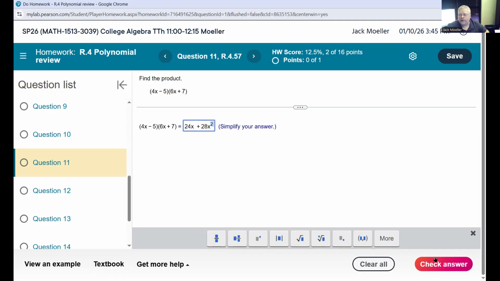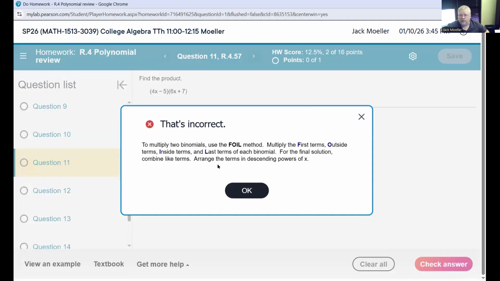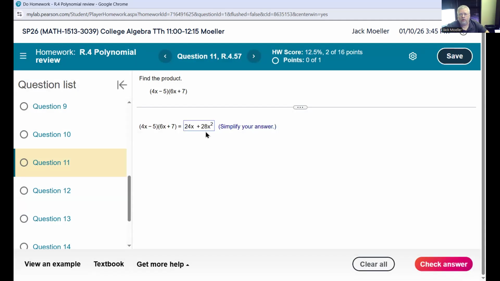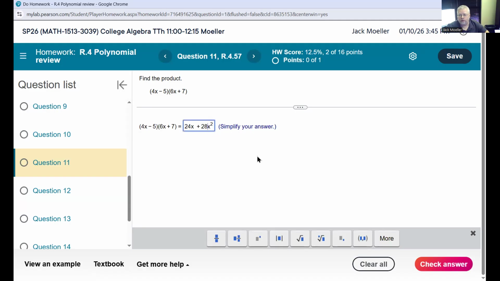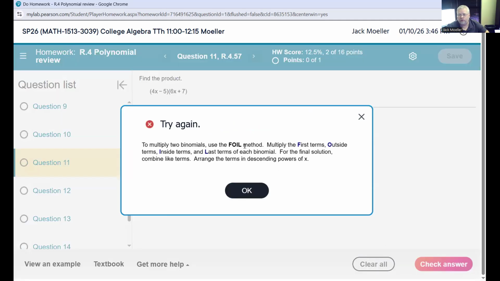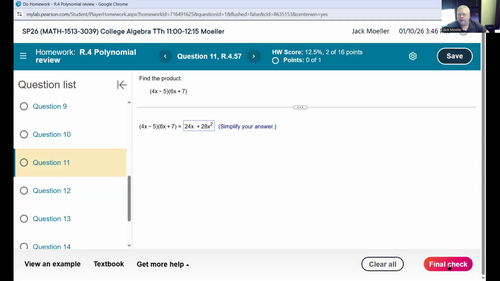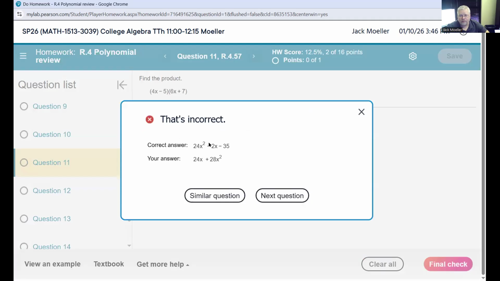All right, so I check my answer down here in the lower right. It's wrong, which I expected. It tells you sort of what to watch out for. So I go back, not changing anything, and put in a second answer, hit check answer. It's wrong. I put in my third answer. Now it says final check. It gives me the right answer. And it asks if I want to go to the next question or stop and do a similar question.